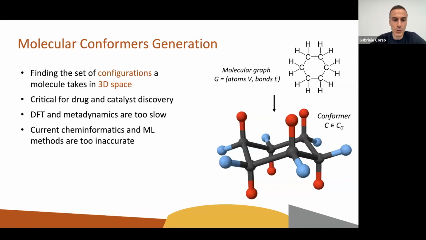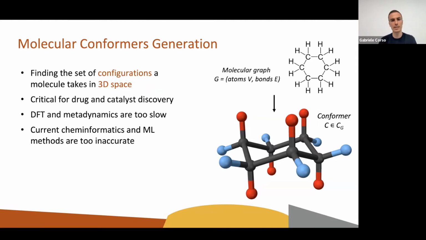Okay, to go into our work, we are dealing with the task of molecular conformer generation. We're given a molecule, a molecular graph, and we want to find the set of configurations that the molecule can take in 3D space. These are typically called conformers. This is a critical task for drug and catalyst discovery, because many of the properties that the molecule has and the way that it interacts with other molecules and proteins depend on the 3D structure of the molecule.